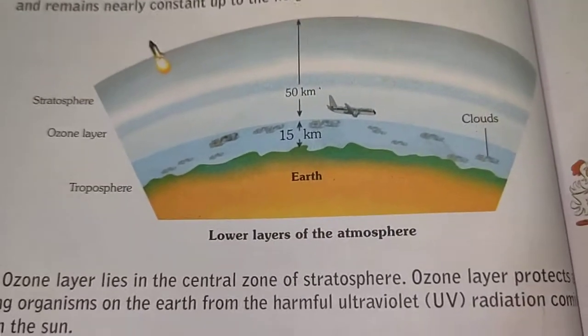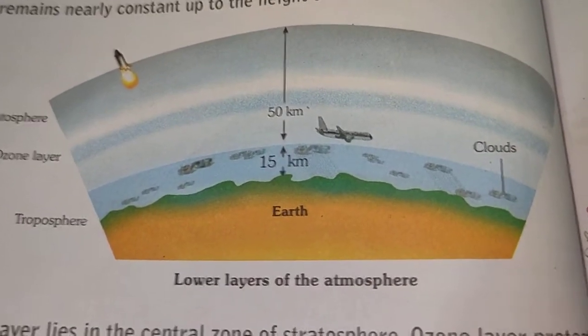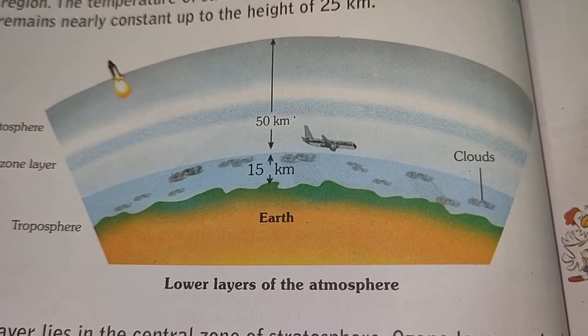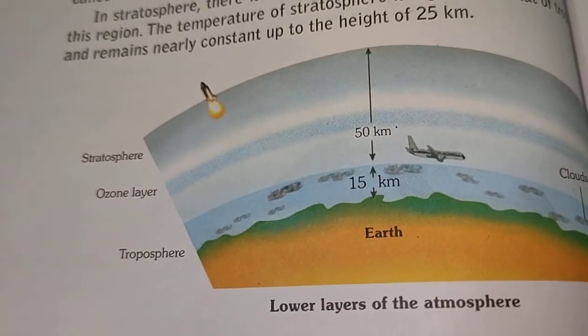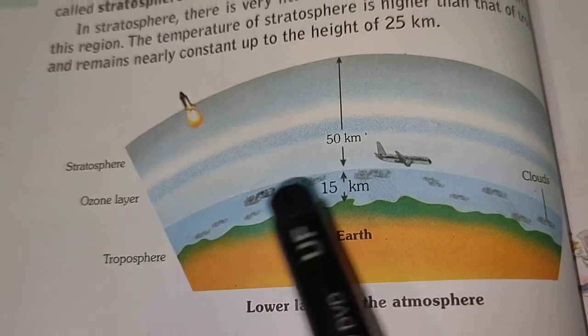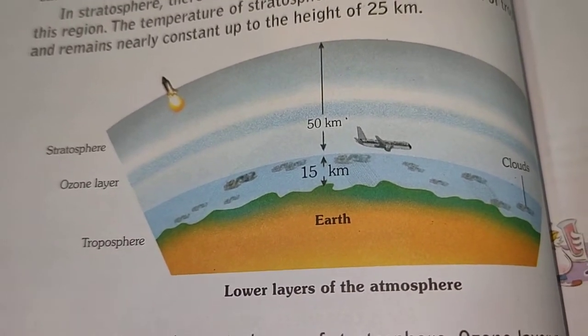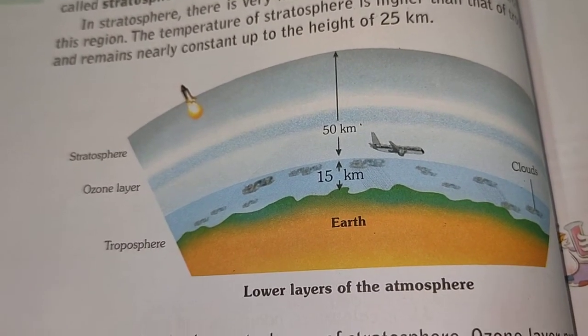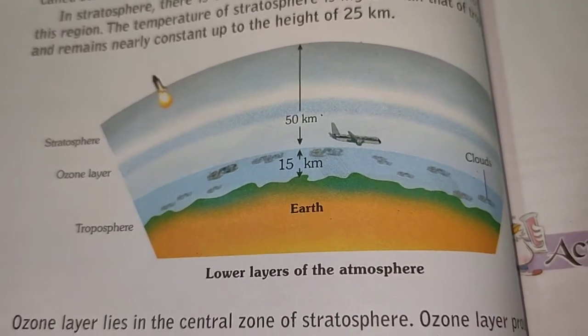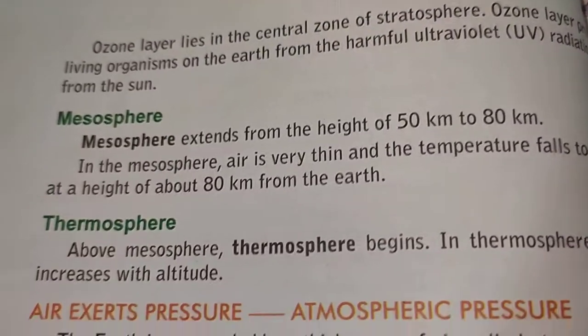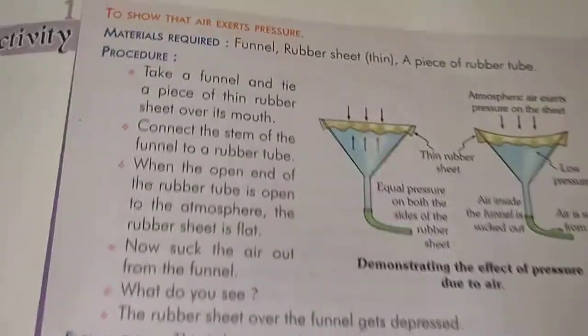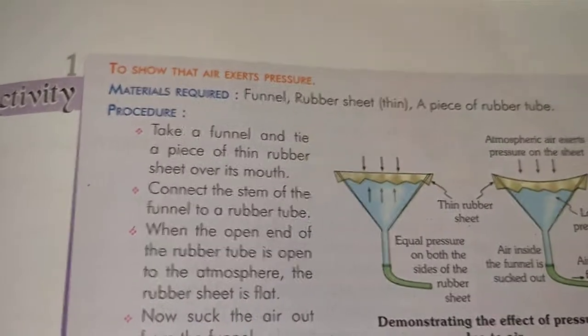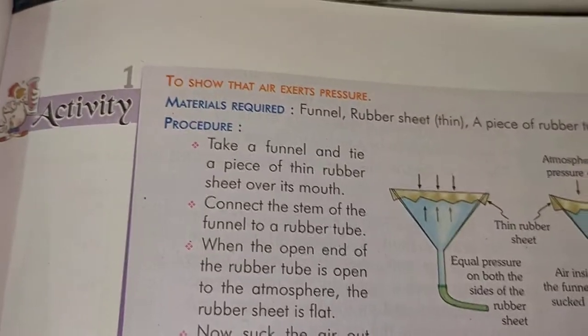So, in the previous video, I told you that the lowermost layer of the atmosphere is the troposphere, which is the nearest layer to the earth's surface. Therefore, troposphere exerts the ultimate pressure on the earth's surface. Now, in the following activities, we will see how we can prove that air exerts pressure.